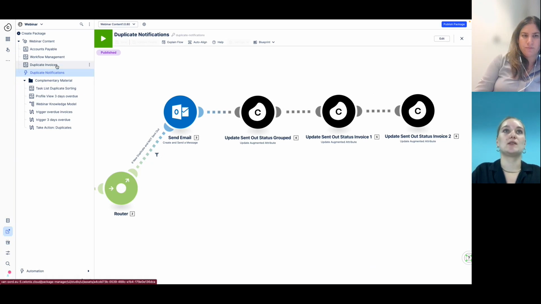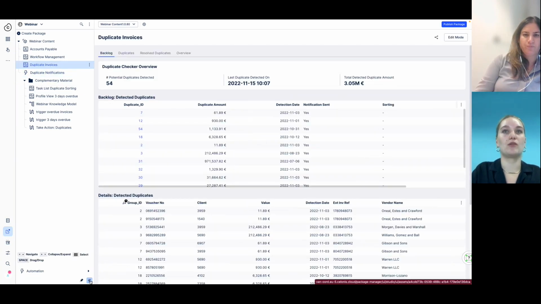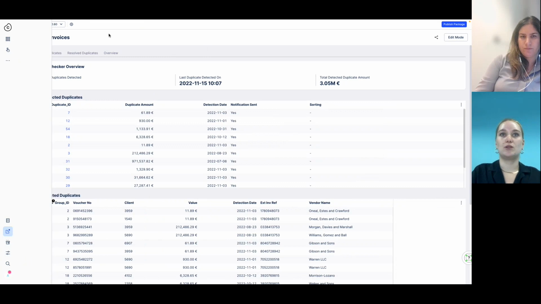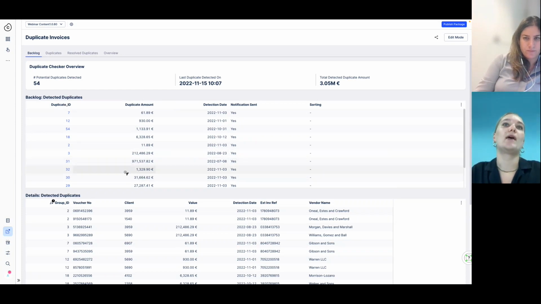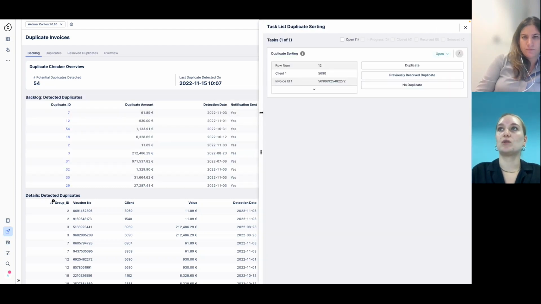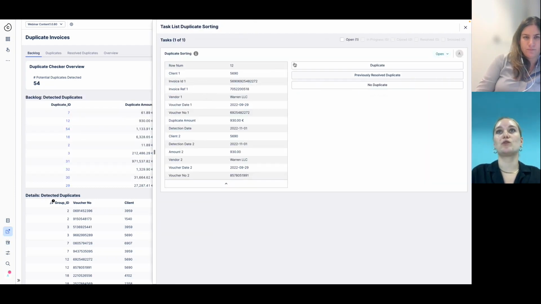And what happens next is, whenever they get this email, they're redirected to this page here, which allows them to categorize the duplicates that were found. So all detected duplicates will end up here. And a person in the accounts payable team can then decide what to do with these duplicates. So let's imagine this new duplicate here of 930 euros, we can click on it and decide what to do with it. If we click on it, we first see the details.